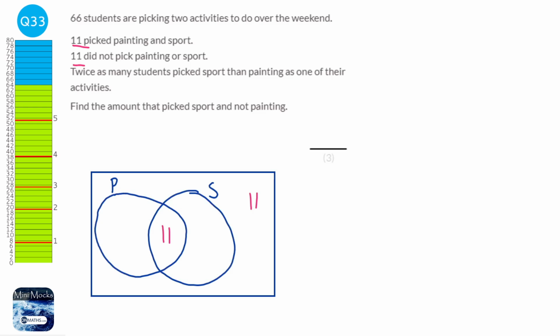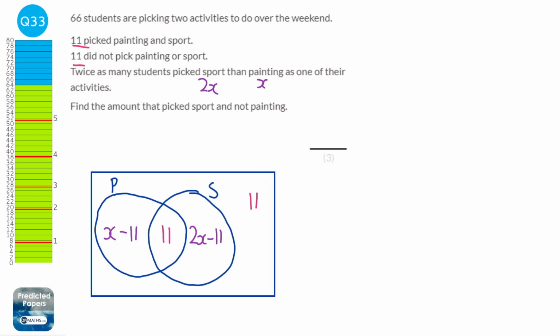Now, what we can do is say, if the painting we label as x, then the sport will be 2x. But if you look, we've already got a number in the sport, that 11 there. So in algebra, this will be 2x, take away the 11 that we already know about. And the painting is the same. We know the whole thing is x. So we're just going to take away the bit we know there, the 11, and it will be x minus 11.